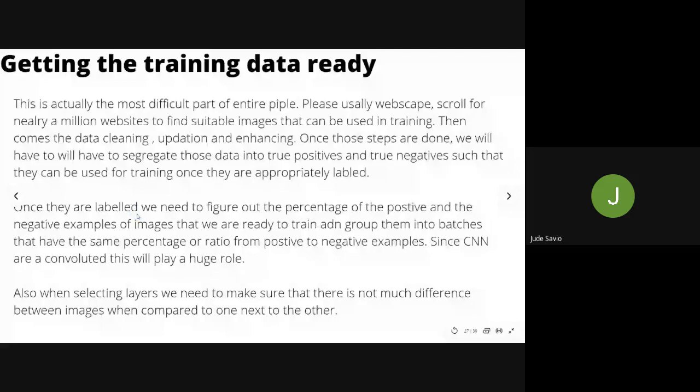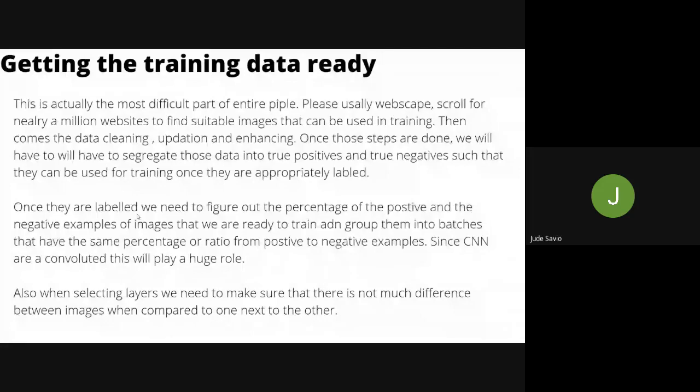And first and foremost, the thing we need to develop a computer vision model is getting our data. And trust me, this is actually the most difficult part of the entire pipeline. People usually web scrape nearly a million websites to find suitable images that can be used in the training. Then comes the data cleaning. If you don't have valid data based on your web scraping results, then you're not probably going to use that image in your training, right?